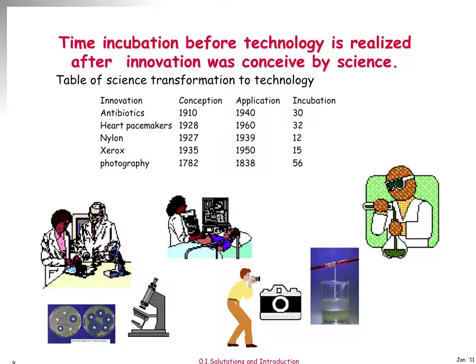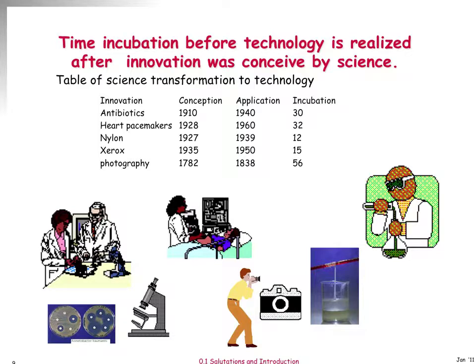Take, for example, antibiotics. It was first conceived in 1910. The first application happened in 1940, which was really important because that was right before World War II, and a lot of lives were saved because of antibiotics. The heart pacemaker was conceived back in 1928, and the first heart pacemaker was actually built in 1960. Nylon was conceived in 1927, and then we started using nylon for stockings and parachutes in 1939.